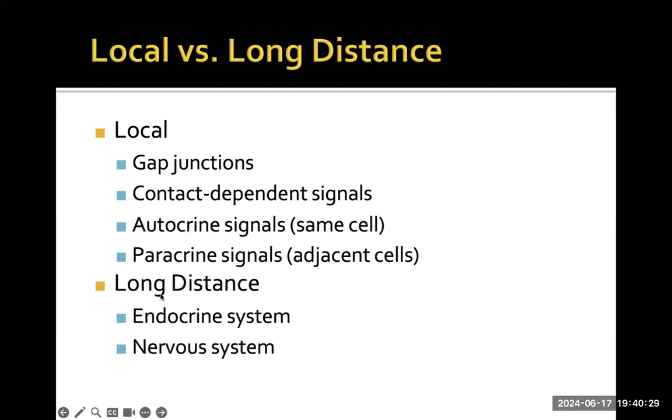Then we also have the ability to communicate over long distances. These long distances are going to use different systems. They're going to utilize your endocrine system and/or your nervous system to take these signals over long distances.